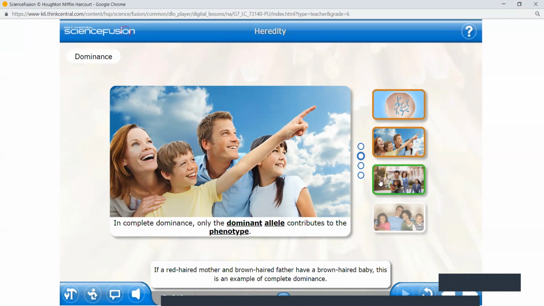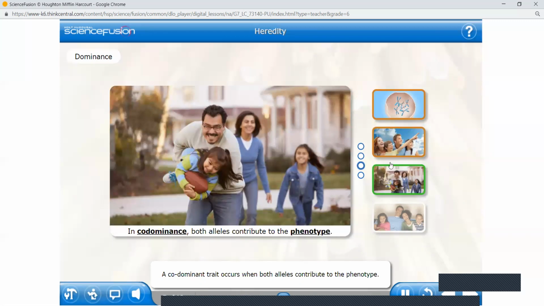A codominant trait occurs when both alleles contribute to the phenotype. In humans, this happens in blood type. There are actually 3 different alleles for blood type: A, B, and O. The A and B blood types are codominant. If you inherit one A allele and one B allele from your parents, you will have the blood type AB.